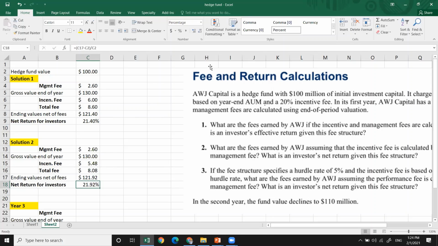Second one. Why? Because there is a higher net return for investors. So there is a higher return for the investors, but the incentive fee is less than in the first one. Okay, great. And the incentive fee is less because you pay less in contrast to the first condition.